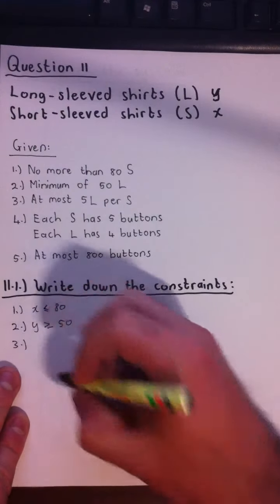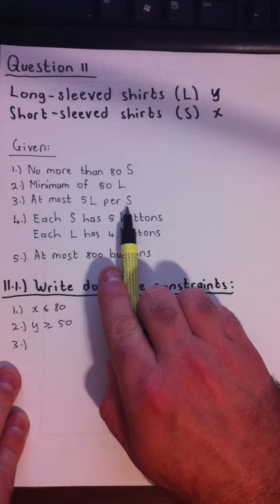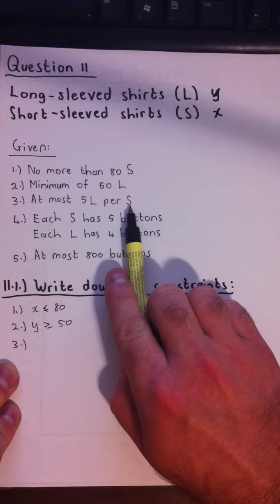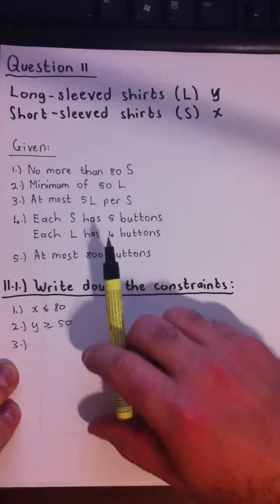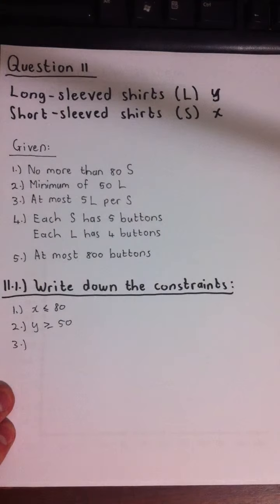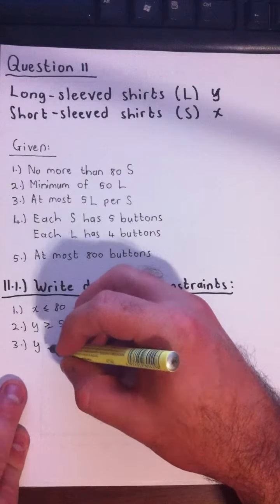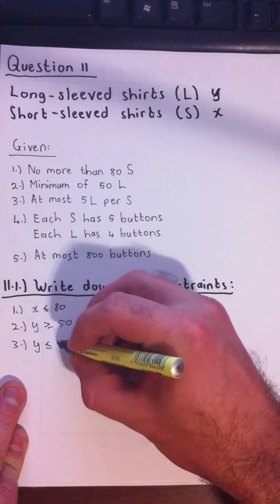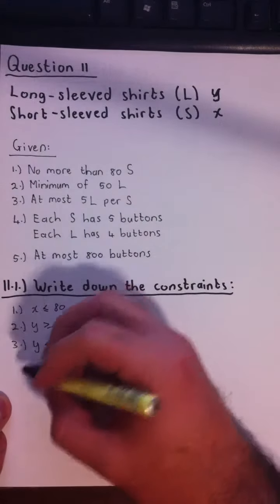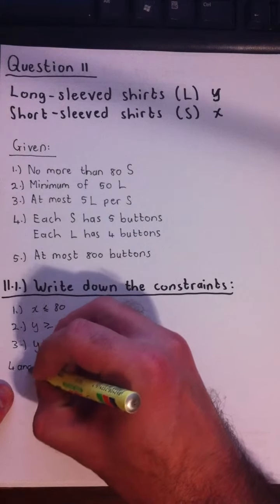From number 3, they say that at most 5 long sleeve shirts for every short sleeve shirt is produced. So that tells us that if you take the number of short sleeve shirts and multiply it by 5, that must be the maximum number of long sleeve shirts available. So that means that Y must be less than or equal to 5 times the number of short sleeve shirts, 5X.